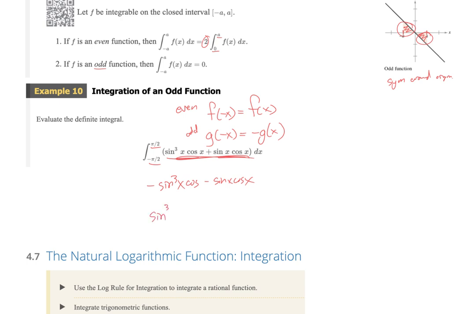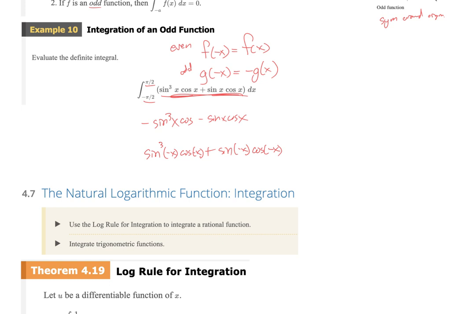So sine cubed of negative x cosine of x plus cosine of negative x plus sine of negative x times cosine of negative x. Let's evaluate that. To do this, we need to remember which of sine and cosine are even and which are odd. To assist us, if you remember the graphs, cosine looks like this, except it's more centered there. And the sine graph looks like this. So just by remembering the graphs, cosine is even and sine is odd.